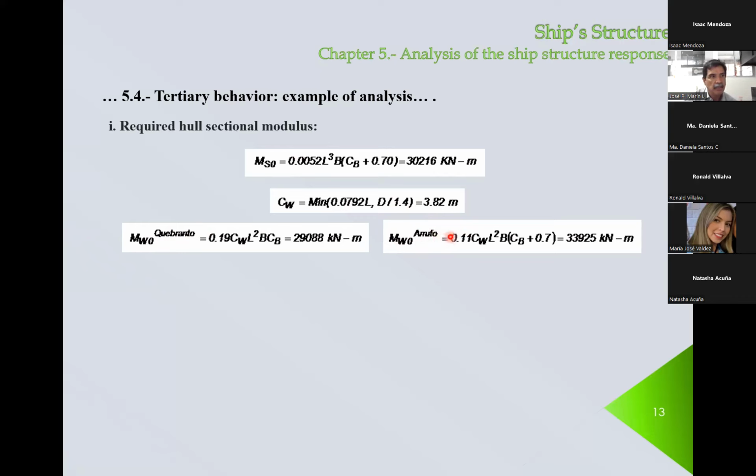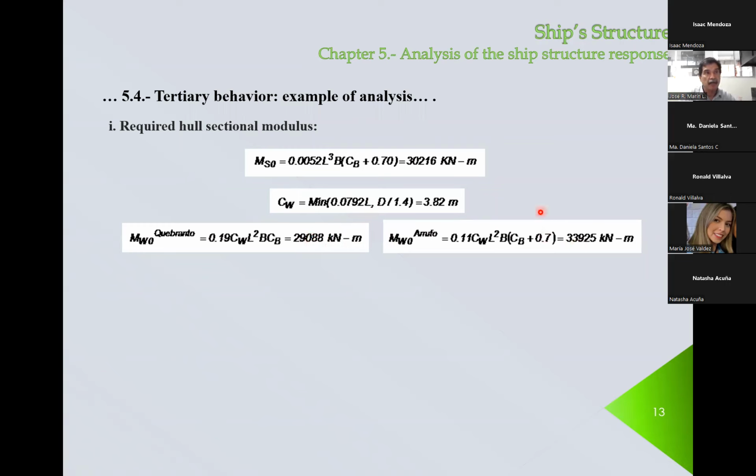Sagging. Sagging, yes. So this is for hogging, this is for sagging. Remember, sign is very important, okay? So this value here is the minimum between these two. And this is very close to L over 20, which was a typical value for the effective height. This is usually positive, this is usually negative.